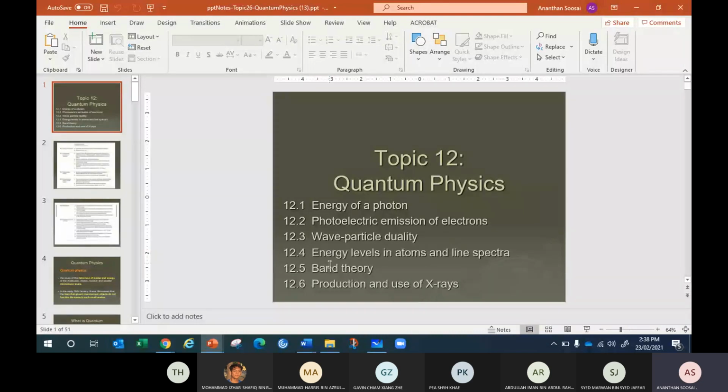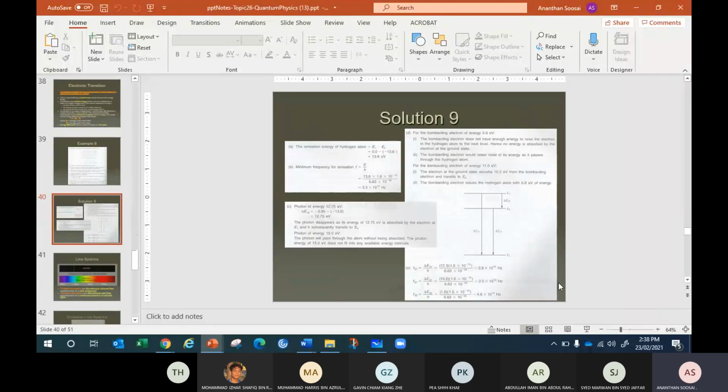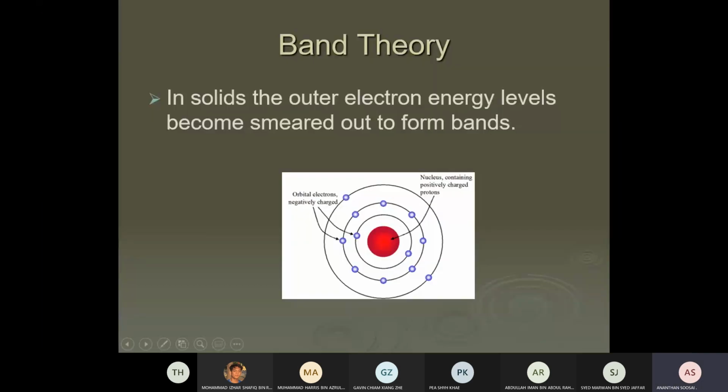So today we just want to cover 12.5, band theory. Okay, so let's go on. So this part is actually a fact to remember. No calculations. So, band theory.